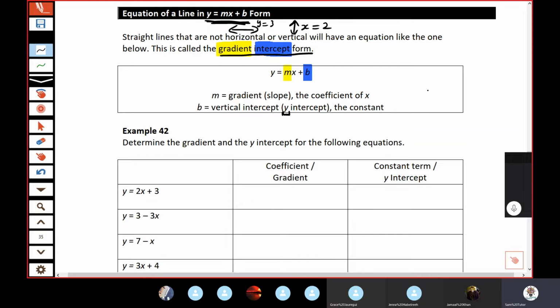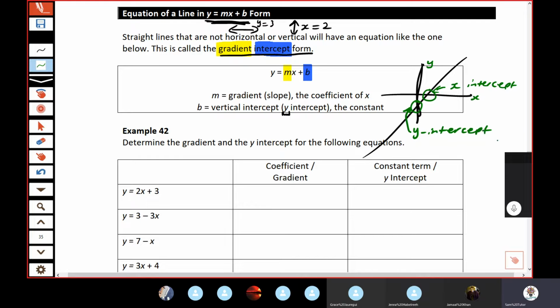What we mean by intercept: if you think of a line, it cuts at 2 points, here and here. This one here is called the x-intercept because it cuts your x-axis. These are your x's and these are your y's. This one up here is called the y-intercept, because it's on the y-axis. On the x-axis, it's called the x-intercept.